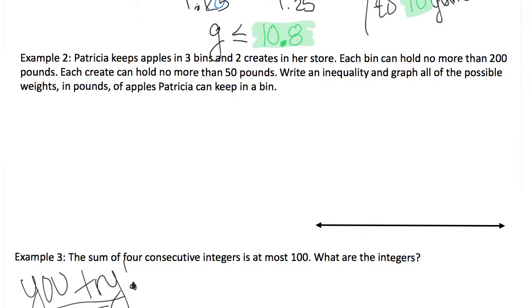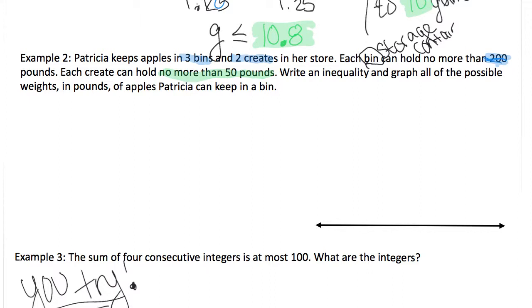So looking at example 2, I'm going to start highlighting things. We're looking at 3 bins and 2 crates. Yes, I know it says creates, I meant crates. And then we're going to look at this word bin here. What I mean by bin in this case is just something that holds stuff, so a storage container in general. The storage container cannot hold anything more than 200 pounds. Now, each crate can hold no more than 50 pounds. And we want to write an inequality and graph all the possible weights.